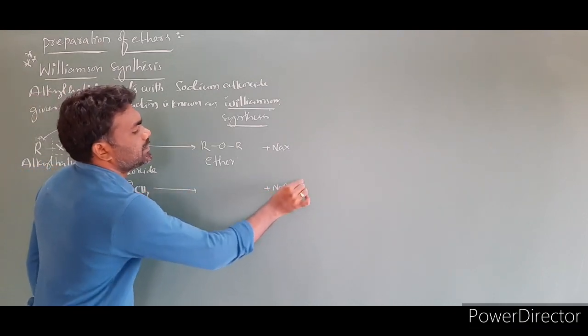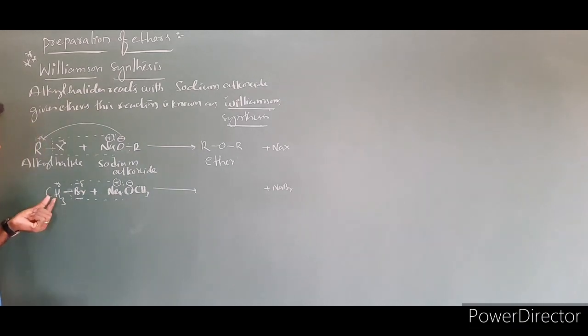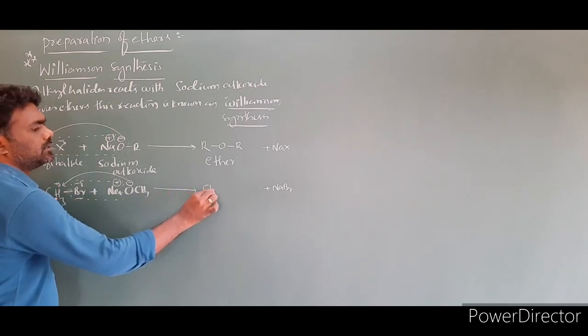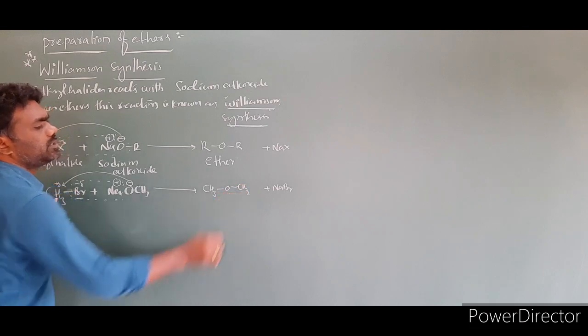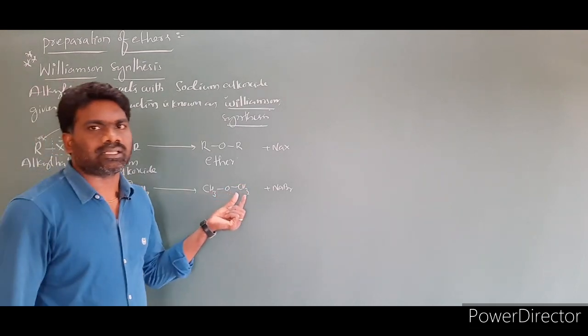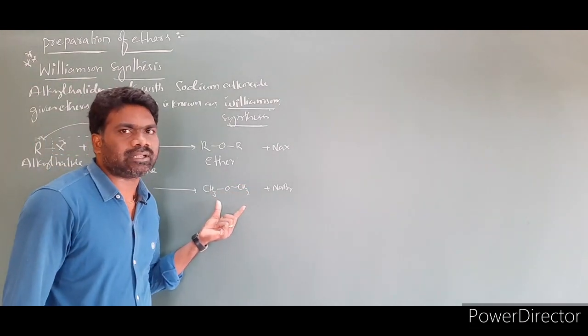The byproduct is NaBr, and what is the product? This O will attack this partially positive CH3, then the product is CH3OCH3. So this is what? This is an example of a symmetrical ether.